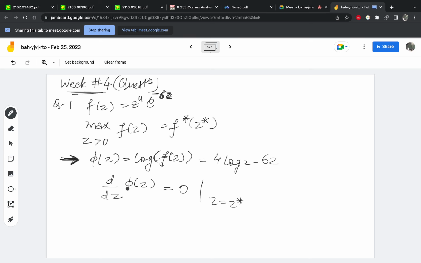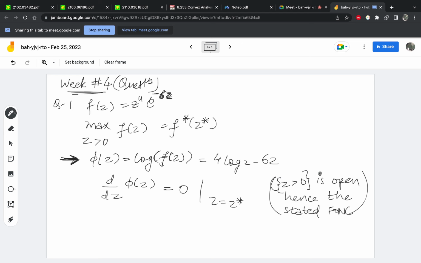Even though these things may seem trivial, the more complicated the set gets, the more important it becomes to make sure to reason out these things. So z greater than 0 is open, hence the stated FONC, first order necessary condition, applies. The idea behind this question is just to apply the transformations, right?